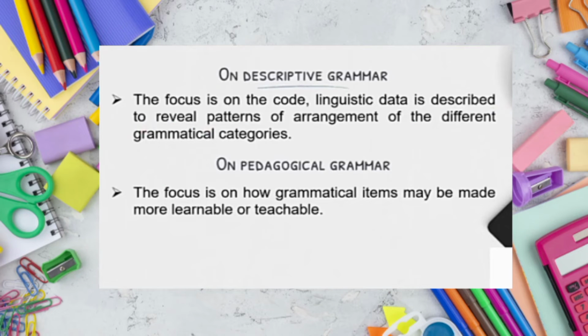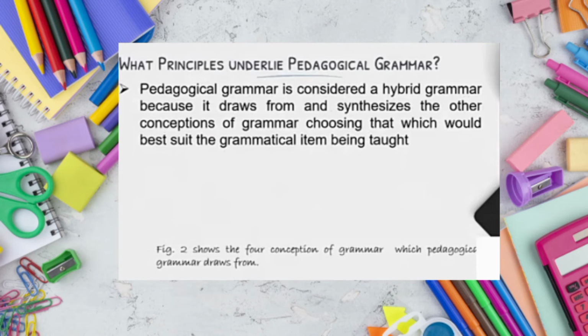On descriptive grammar, the focus is on the code. Linguistic data is described to reveal patterns of arrangement of the different grammatical categories. And on pedagogical grammar, the focus is on how grammatical items may be made more learnable or teachable. So descriptive is the arrangement of different grammatical categories, while pedagogical grammar focuses on how grammar can be made more understandable. What principles underlie pedagogical grammar?